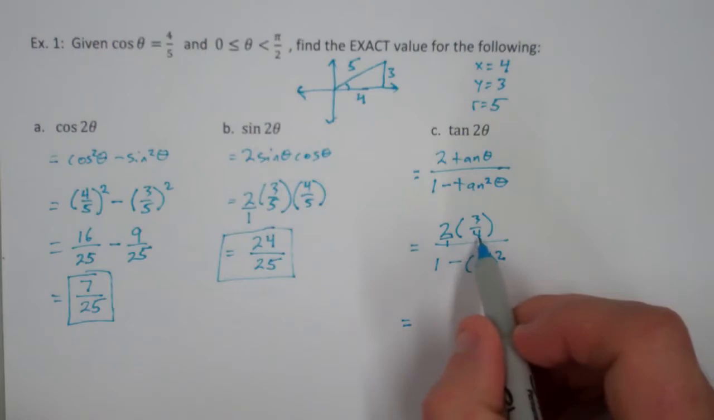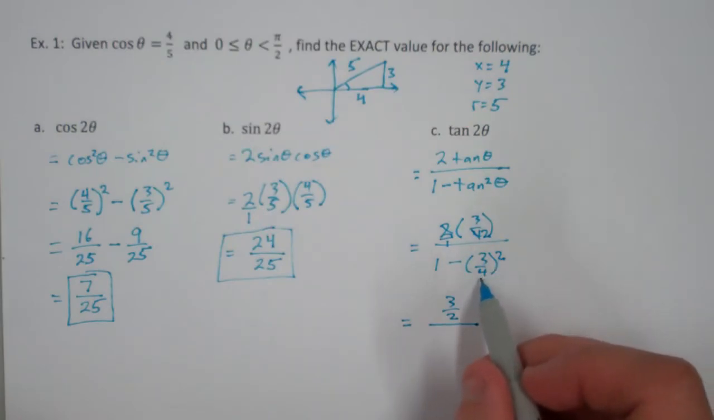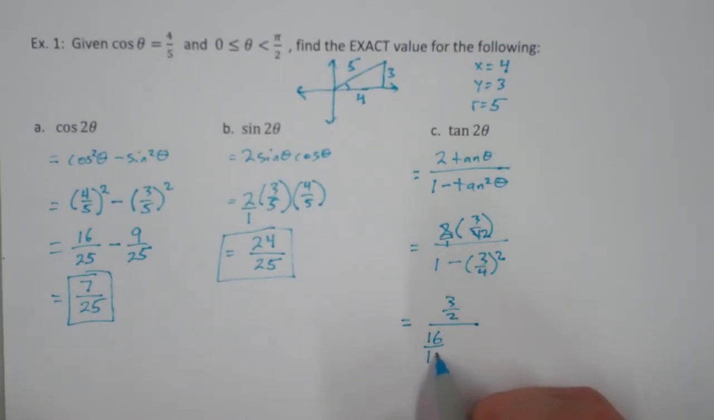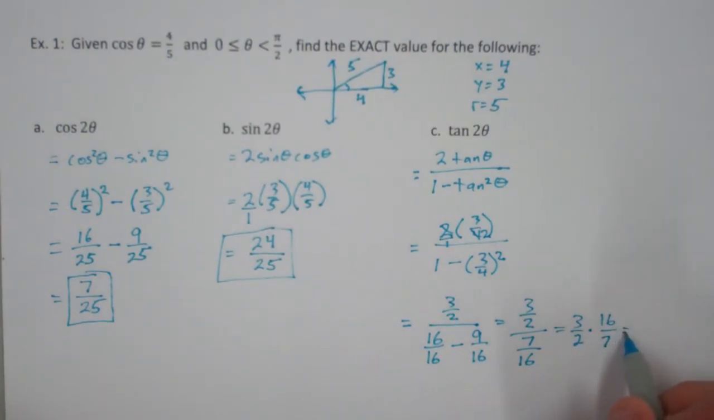So 2 over 4 is just 2, so that's 3 over 2. Over, I know my denominator is going to be 16, so I'm going to change that 1 to 16 over 16 right away, and this is going to be 9 over 16. That's 3 over 2 over 16 minus 9 is 7, and then we've got a 16, so we're going to multiply by the reciprocal now, 16 over 7. This 2 and this 16 can be reduced, so we've got 8 times 3, 24 over 7. And that's the tangent of double that angle.